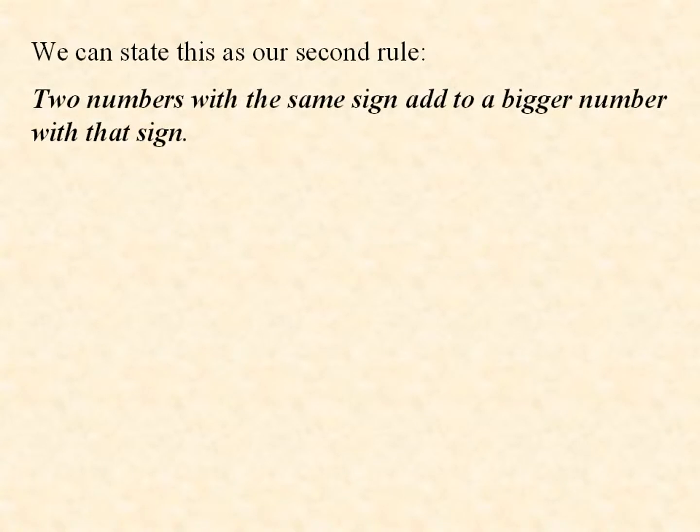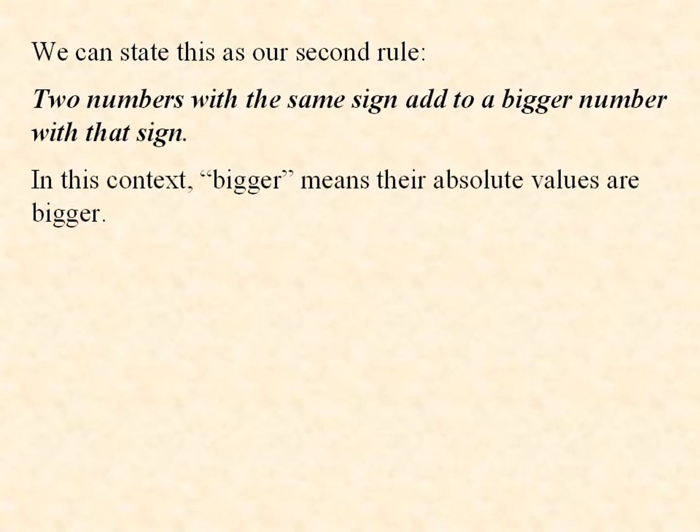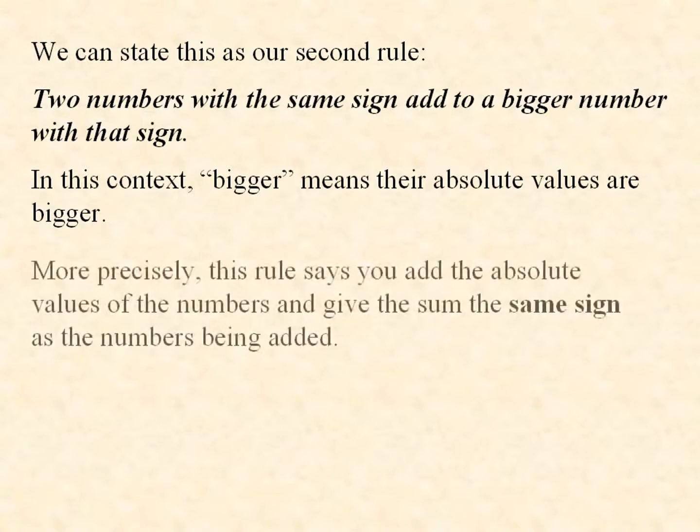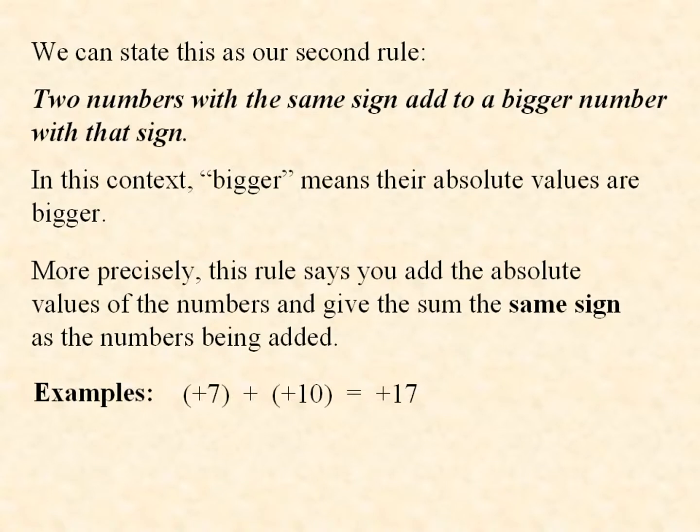We can state this as our second rule. Two numbers with the same sign add to a bigger number with that sign. In this context, bigger means their absolute values are bigger. More precisely, this rule says you add the absolute values of the numbers and give the sum the same sign as the numbers being added. For example, positive 7 and positive 10 is positive 17, and negative 7 and negative 10 add to negative 17.